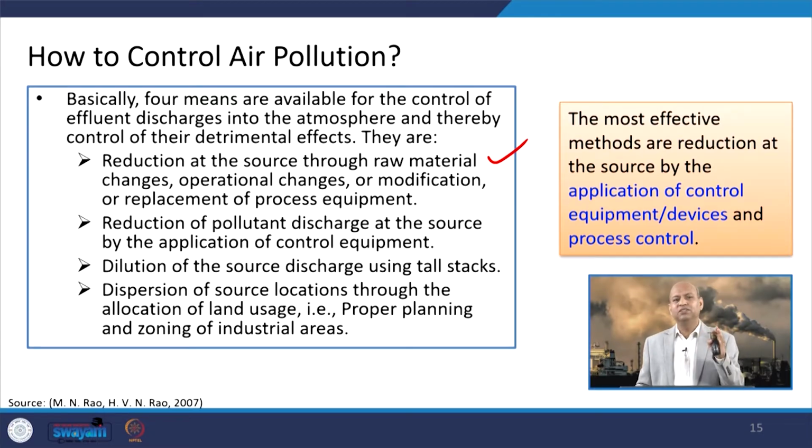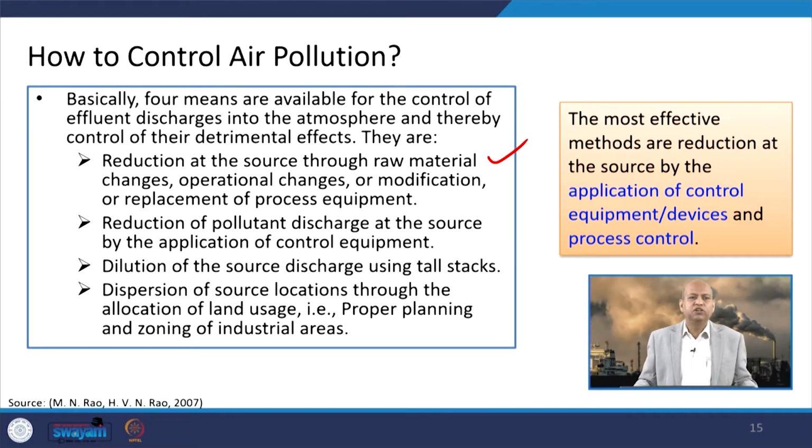Although in early stages these stacks were meant to give draft pressure, because of the pressure difference you need less mechanical energy to help the burning of the fuel. But later on it was known that these tall stacks also help in dispersion and dilution of pollutants. That is why these are important in terms of a controlling mechanism also.